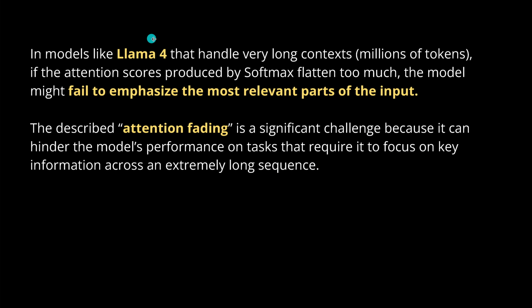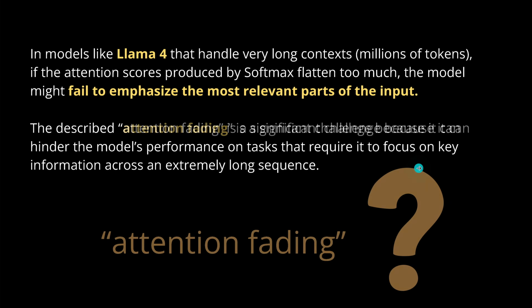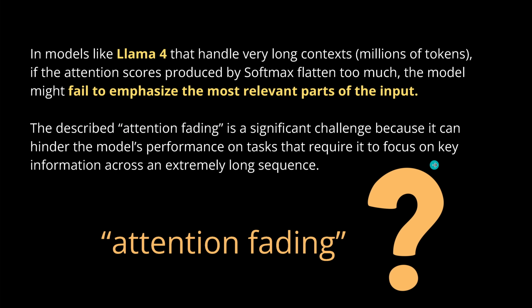So if Llama 4 wants to handle a very long context, and let's say 10 million tokens is for me already long, then the attention scores produced by the classical softmax function flatten really down. And the model fails to emphasize the most relevant part of the information. We know this phenomenon in all models as an attention fading mechanism. Now the question is, what can we do? Is there any solution at all?